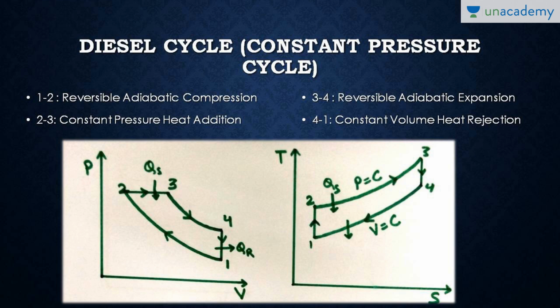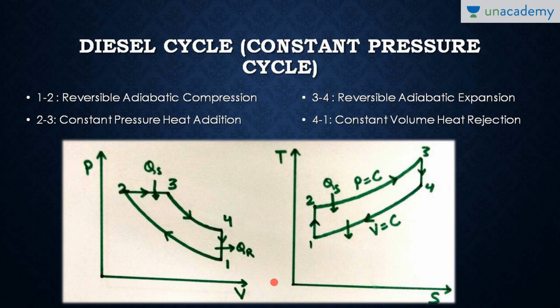So to start with diesel cycle or the constant pressure cycle. If you remember, the Otto cycle is also known as the constant volume cycle and diesel cycle is also known as the constant pressure cycle. There are four processes in diesel cycle. 1 to 2 is a reversible adiabatic compression process.